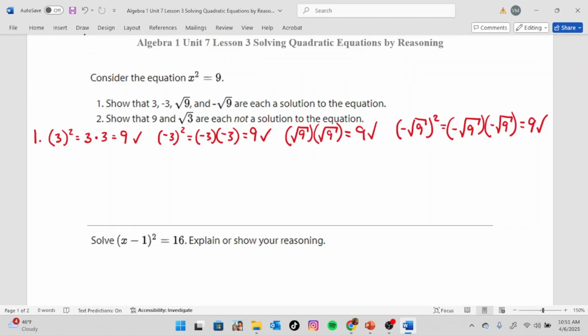Number 2 wants us to show that 9 and square root of 3 are not solutions to the equation. So if we have 9 squared, that is 9 times 9, which is 81. That is not 9, so we have shown that that is not a solution.